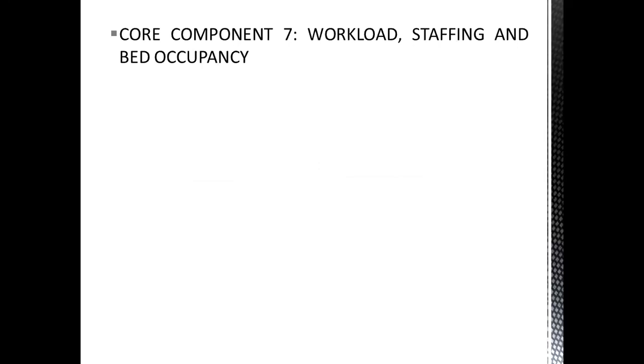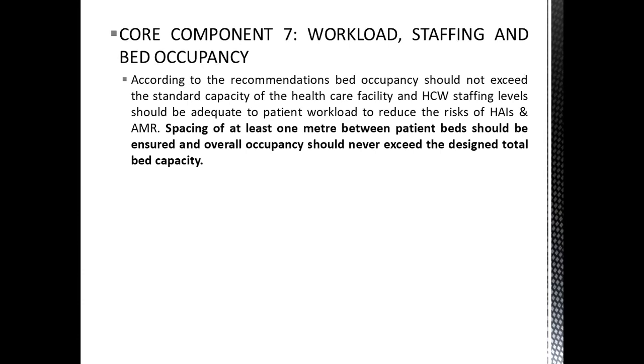Core component 7, workload, staffing, and bed occupancy. According to the recommendations, bed occupancy should not exceed the standard capacity of the healthcare facility. If you are a 250 bedded hospital, you cannot admit 251 patients. Okay, the patients you admit should be equal to or below 250. Do not overcrowd your hospital. Okay. Do not exceed the standard capacity of your healthcare facility.